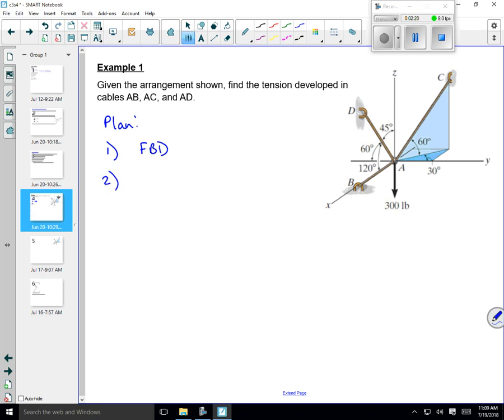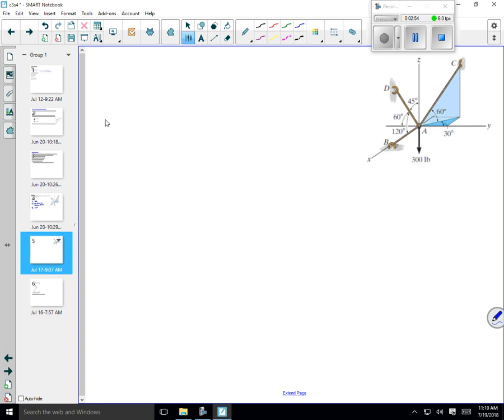Second, and this is the important part, I'm going to write all the forces as Cartesian vectors. I'm going to make a list. That's what I'm going to use once I start applying the equations of equilibrium. So I'm going to apply equations of equilibrium. So that's the plan. That's what we're going to do. So let's start. Let's go to another page.